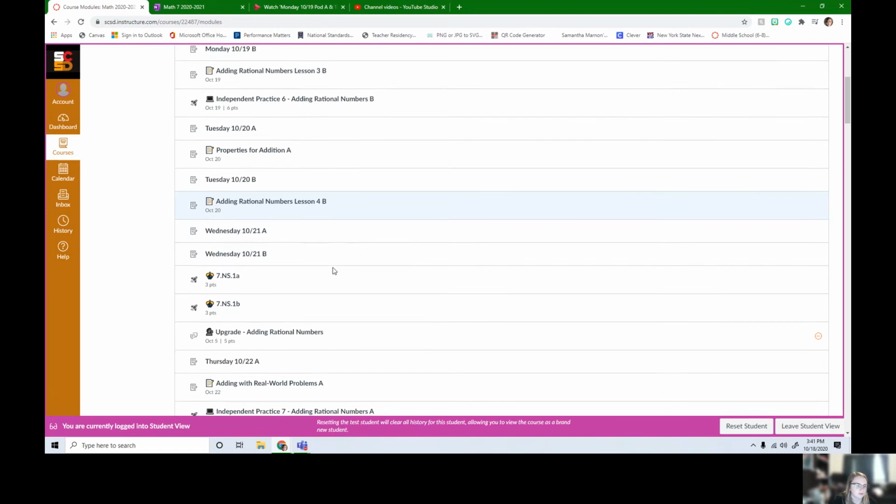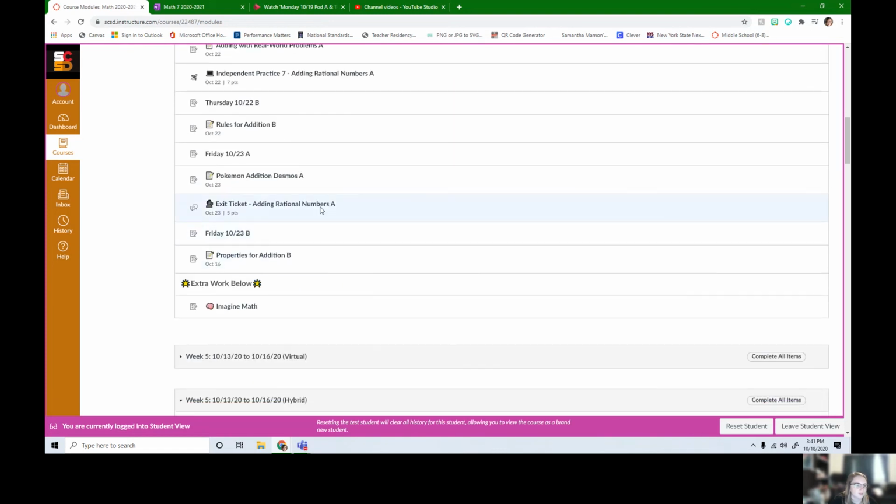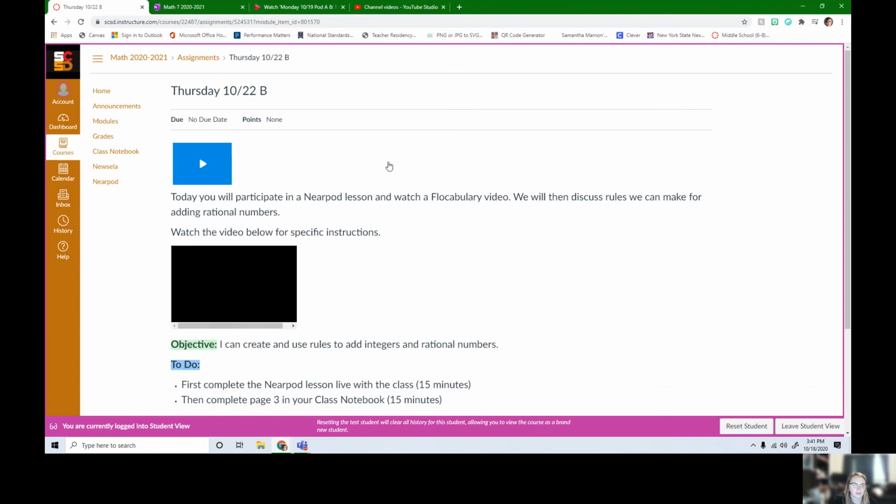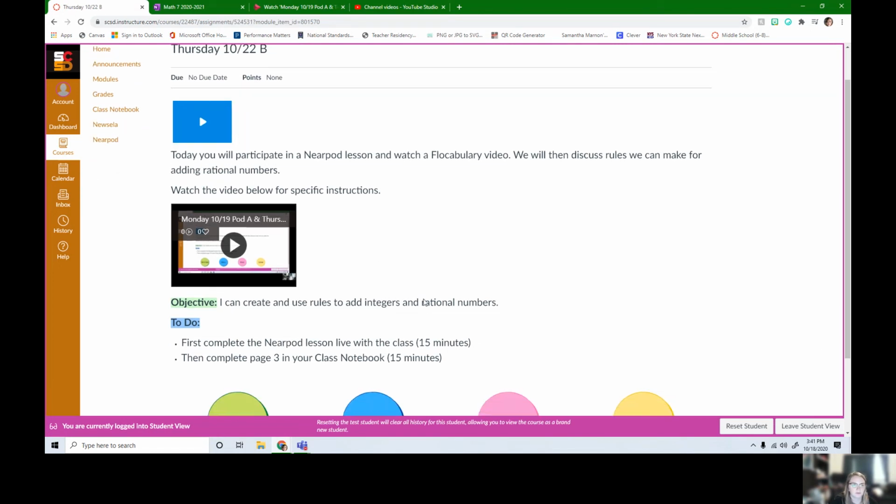So we can go back to modules. Now we're on Thursday for Pod B. We have the rules for addition. This is where we're going to start doing rules for addition. This is going to be an in-person day.